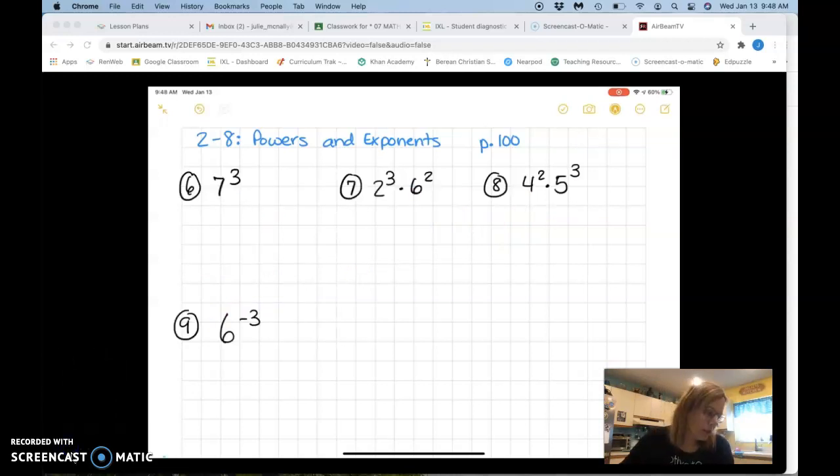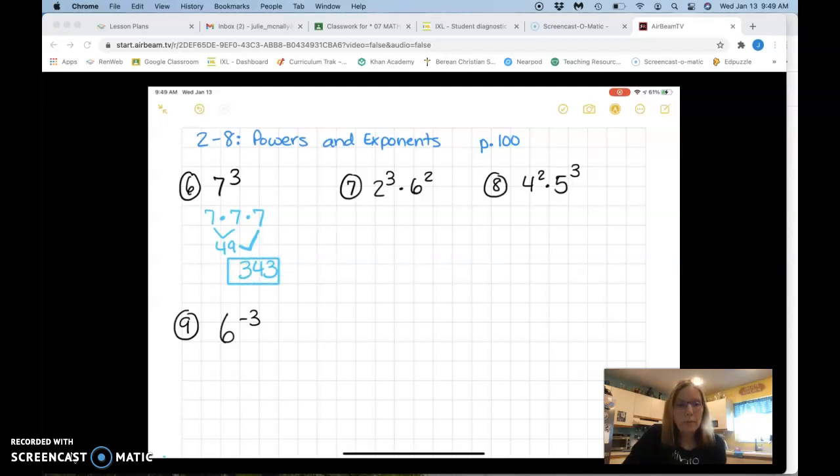And for this section, it says evaluate each expression. So when it says evaluate, that means I have to give them an answer, like a final answer. So they want me to multiply this out and tell them what the answer is. And I can do this 2 ways. I can break this down to 7 times 7 times 7, and then multiply that on my calculator. So that's how we're going to do it first. So 7 times 7 is 49. And then 49 times 7 is 343.